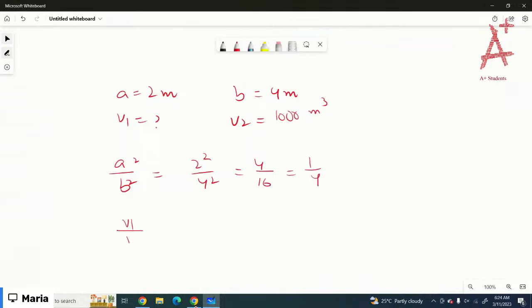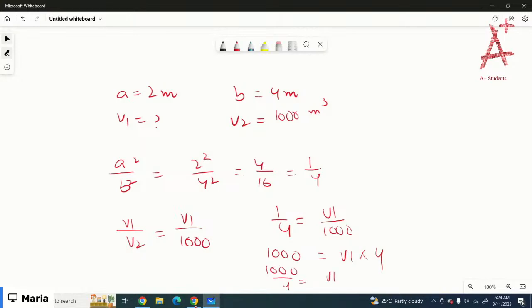Now let's just form a ratio between their volumes. V1 divided by 1000. Just equate the ratios. It would be 1 over 4 equals V1 over 1000. So just do cross multiplication. 1000 equals V1 times 4. It is 1000 divided by 4 equals V1. So V1 equals 250. Got it? What's wrong with the whiteboard? So the correct option is 250.